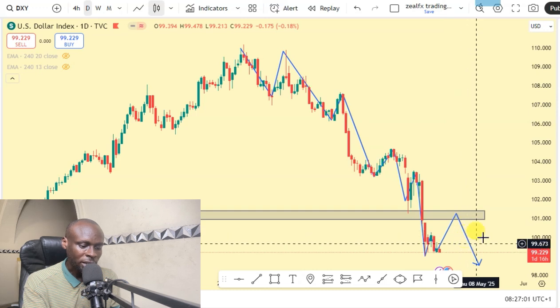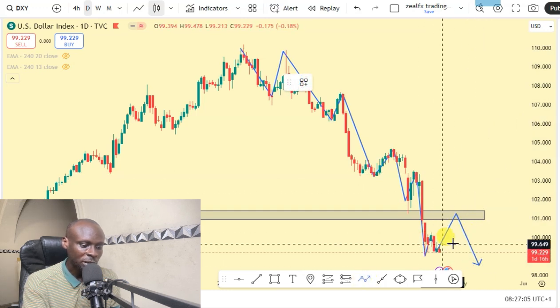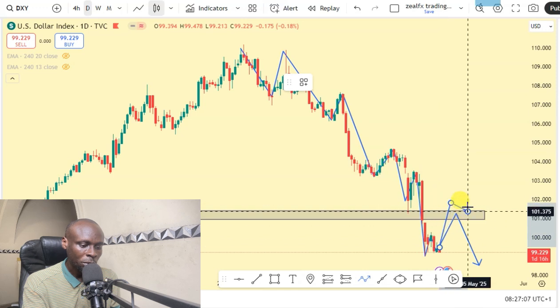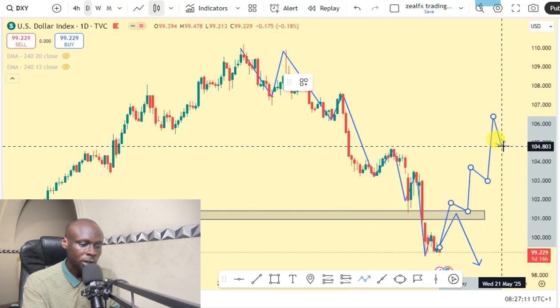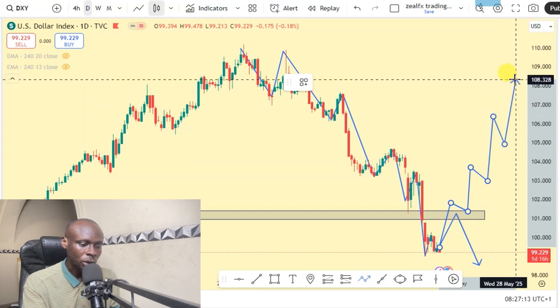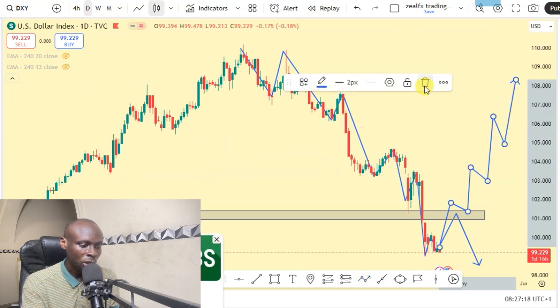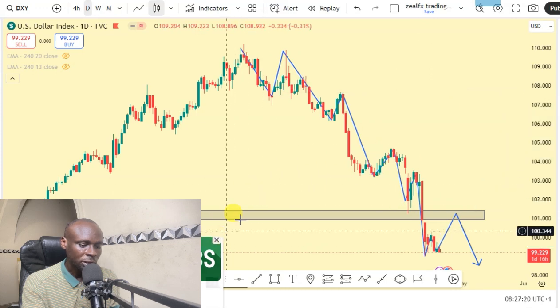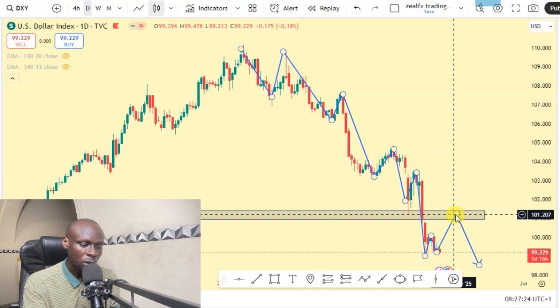But for our buying scenario, we expect price to break above this high before we look at a possible buying opportunity for the dollar index. So the dollar index this week still remains on a downtrend. We expect more downtrend this week on the dollar index from this resistance level on the daily chart.